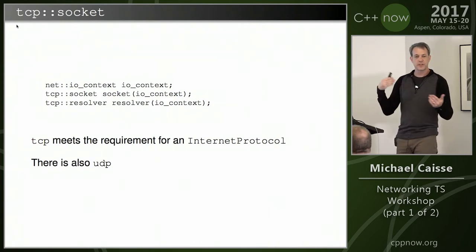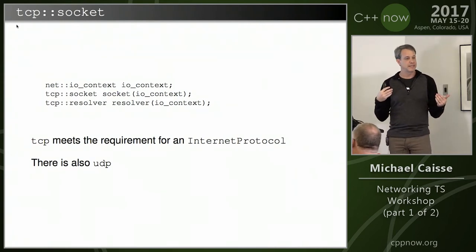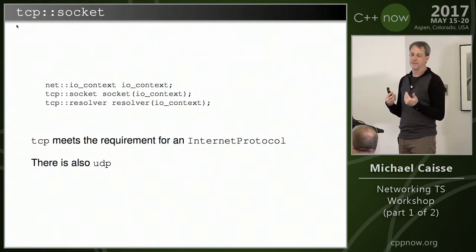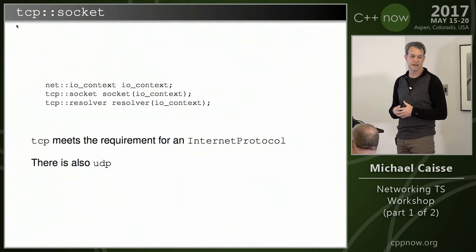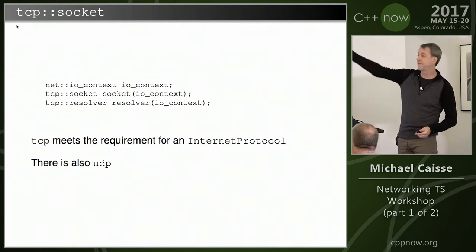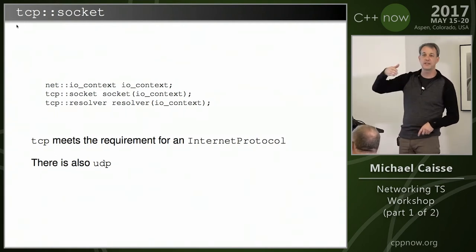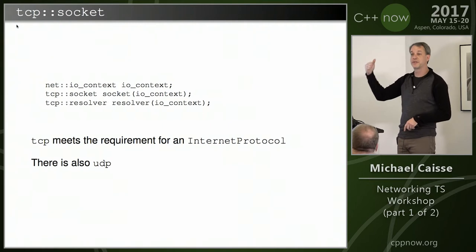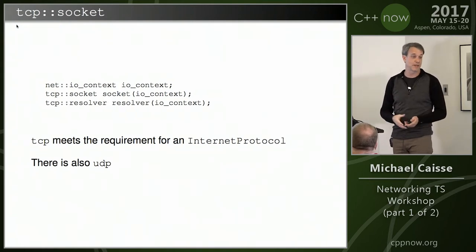All right, socket and resolver. Notice that they have TCP as what appears to be the namespace. It's actually declared inside of the standard as being a class, or to look like a class, and within it we have the socket and we have the resolver. So these will give us a socket and a resolver that are associated with TCP type communications.